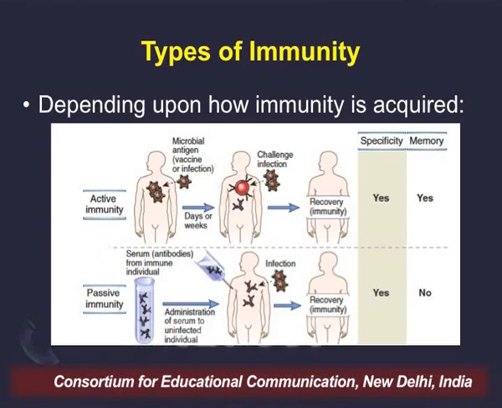and our body will not get infection from that particular microbe or pathogen. On the other hand, passive immunity is something which is obtained when the serum of a person who has already been immunized, and whose serum already contains antibodies, is injected into another person who is suffering from infection, and those antibodies present in the serum will neutralize the infection and protect the person.